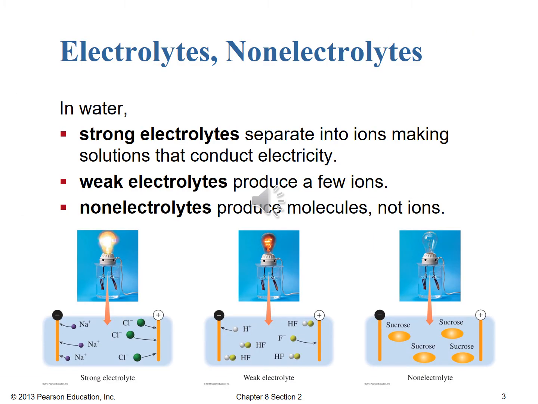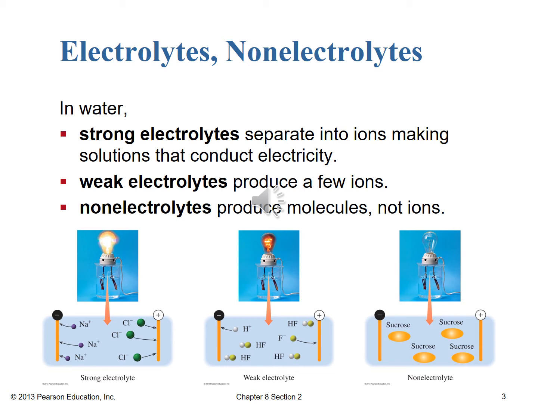Okay, so in water, we have strong electrolytes, which separate into ions, making solutions that can conduct electricity strongly. Weak electrolytes separate just a little bit, so they only produce a few ions that will only conduct electricity weakly. And then finally, non-electrolytes produce molecules, not ions, so you should see no conduction of electricity. And we see that down below. If we have a strong electrolyte like sodium chloride, then we should be able to strongly light that bulb.